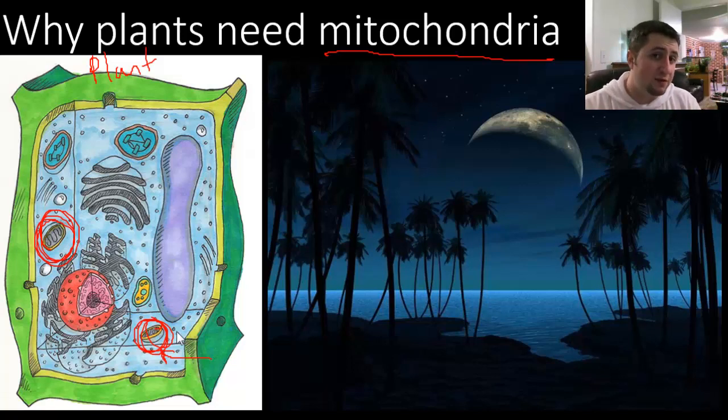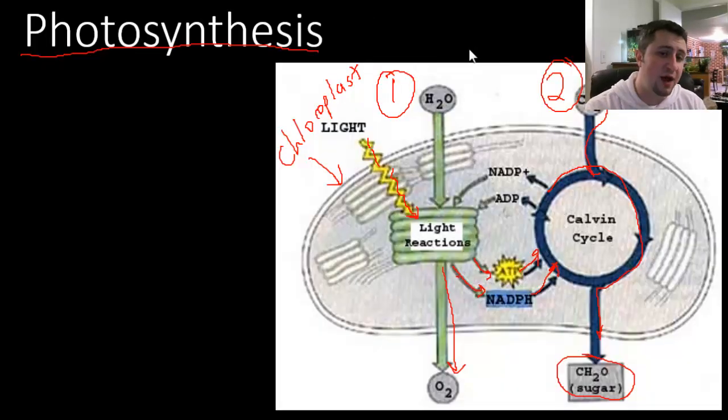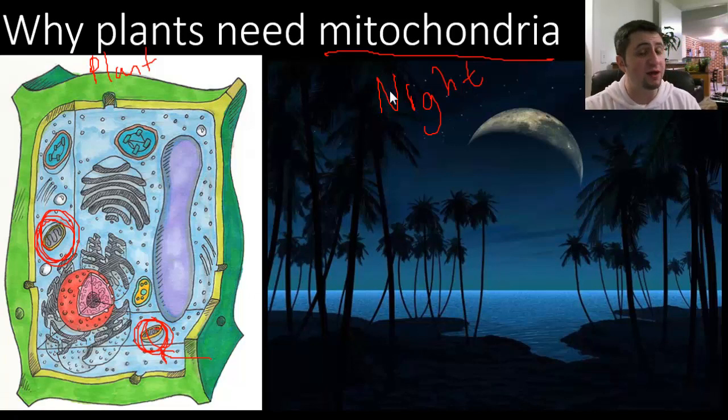So since plants have the ability to make their own food, why on earth do they need mitochondria? Well, let's consider what happens at nighttime. At nighttime, they do not have sunlight, so they cannot go through the light reactions. So if they want to keep on living, they better be able to break down the food that they made during the day. So they rely on mitochondria to break down the food that they made earlier in the day to produce usable energy called ATP.